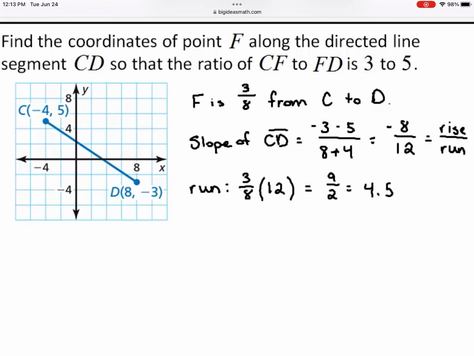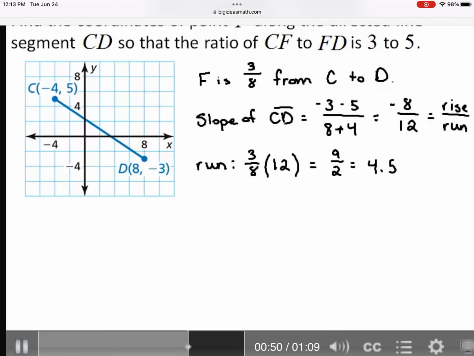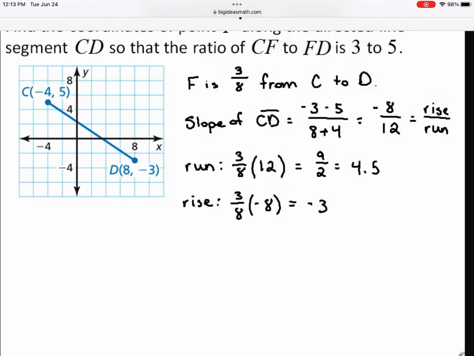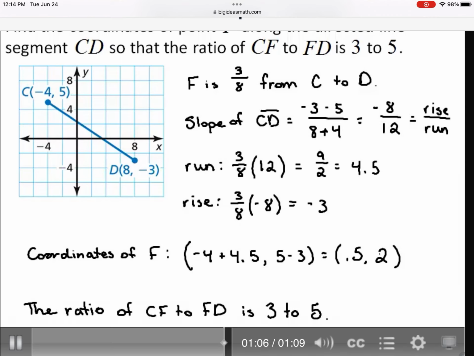So the run is 3/8 times 12, which equals 9/2, which equals 4 5/10. And the rise is 3/8 times -8, which equals -3. So then the coordinates of point F are -4 plus 4 5/10, 5 minus 3, which is 5/10, 2. So the ratio of CF to FD is 3 to 5.